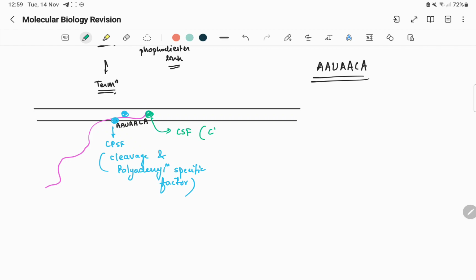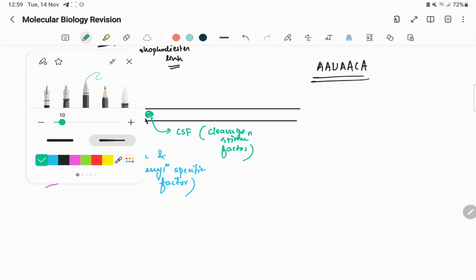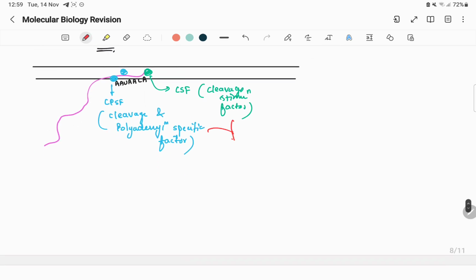This is your cleavage stimulation factor. Both factors combine and recruit another factor, which is your CF. This is your cleavage factor, and the cleavage factor has exonuclease activity, which brings about dissociation. Okay, so this is the transcription in eukaryotes. Understood? So transcription in prokaryotes and transcription in eukaryotes are nearly finished.